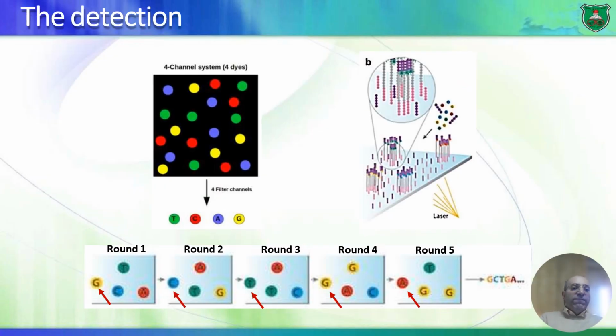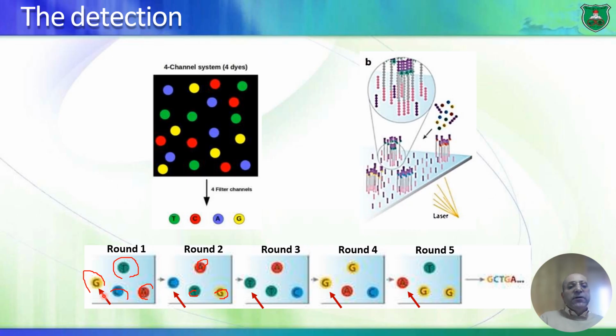Again, we have four clusters right here. Round one, we add the DNA polymerase and the nucleotides. So this cluster gives a yellow color. This cluster gives a green color. This cluster gives a blue color, and then a red color. Round two, this cluster gives a blue color. Then this one gives a green color. This one gives a red color, a yellow color from this one, and so on. After each round, each cluster gives its own unique color.